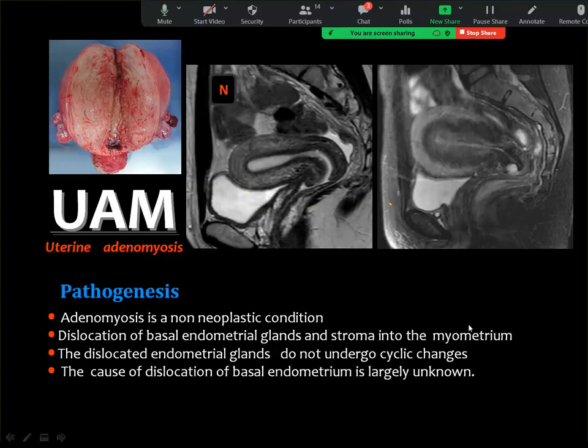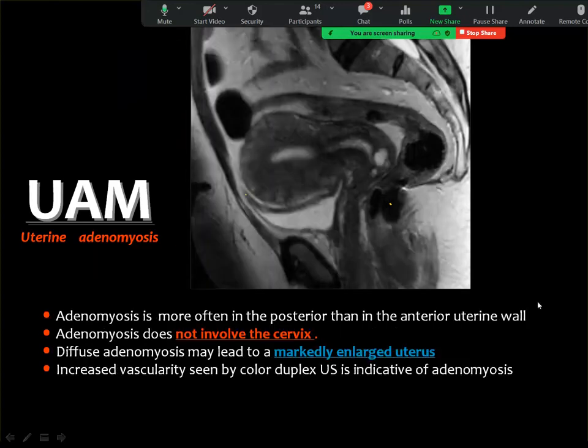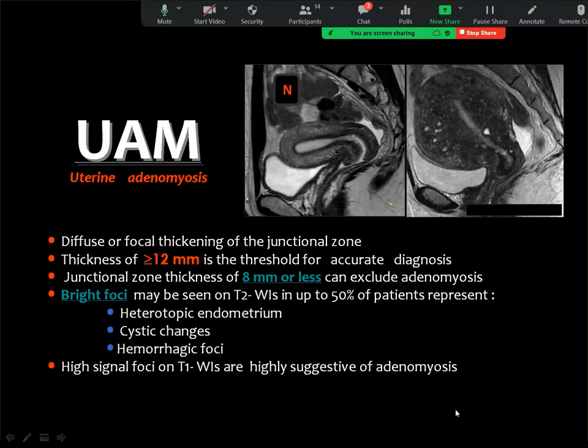And you diagnose adenomyosis if you see that the junctional zone, which is represented by this black line, is of abnormal thickness. Then you measure the thickness of the junctional zone. If it exceeds 12 millimeter, you are sure about the diagnosis of adenomyosis. And many times you can see some cystic changes in the cervix, which represent Nabothian cysts. And this is the normal appearance of the uterus, and this is the adenomyosis.